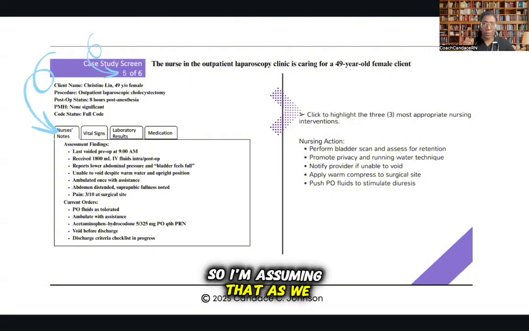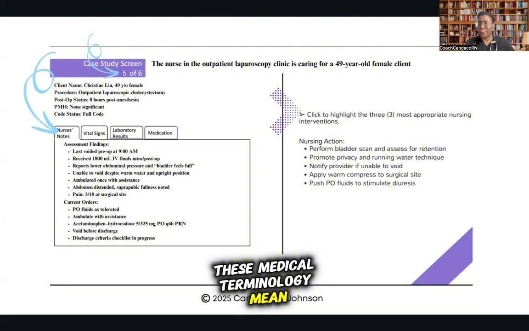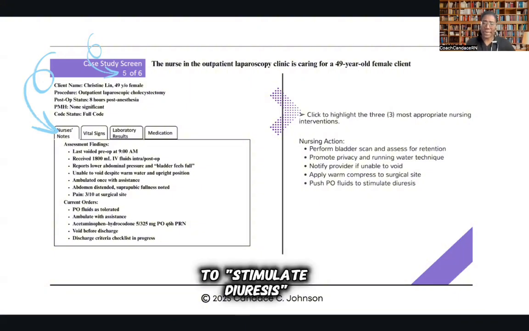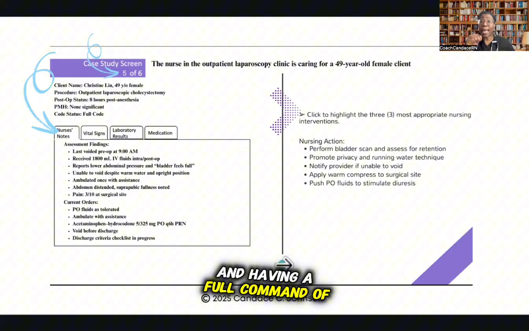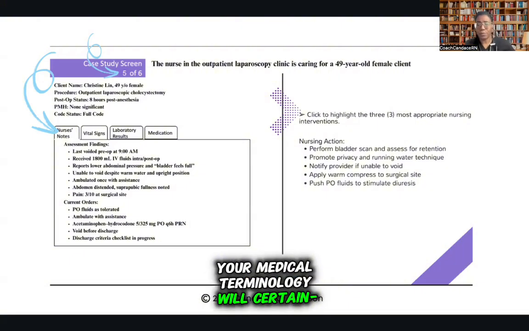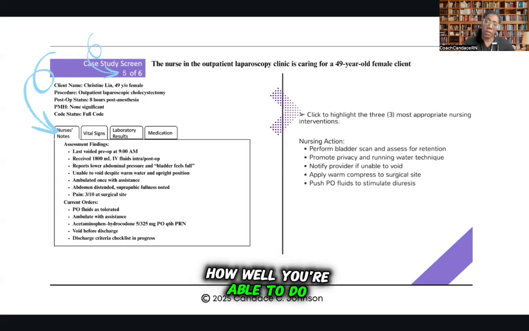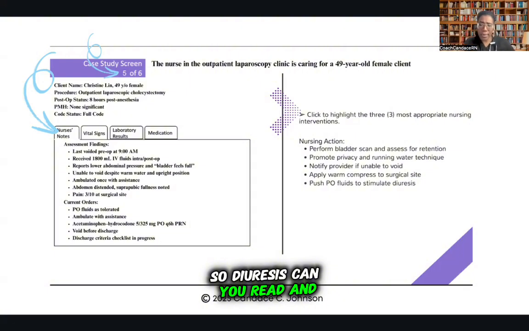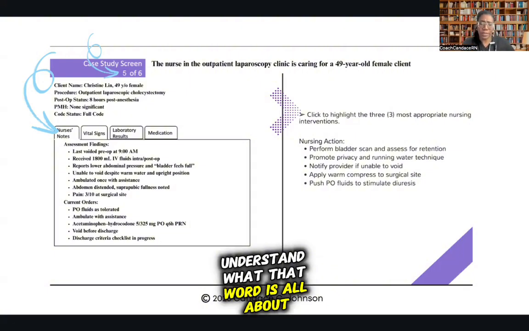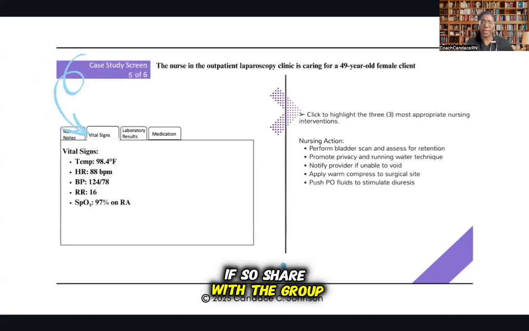All right, so I'm assuming that as we go through these questions, you have a sense of what these medical terminology mean. To stimulate diuresis. Put down in the comments for me what you think that means. Having a full command of your medical terminology will certainly play a big role in how well you're able to do on the NCLEX. So diuresis, can you read and understand what that word is all about? If so, share with the group.